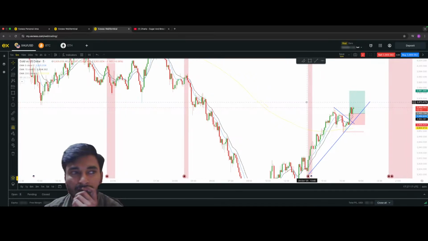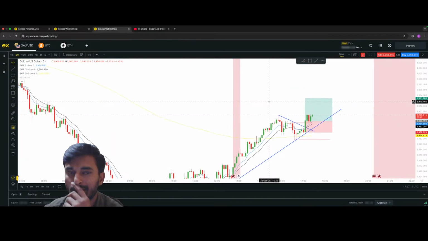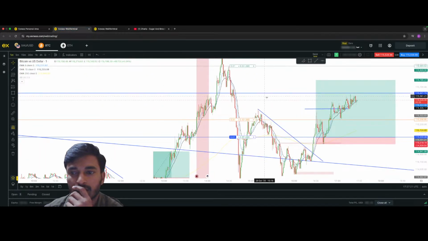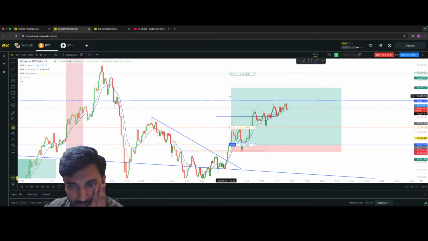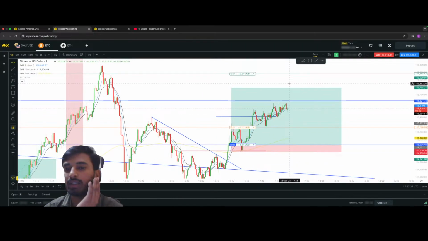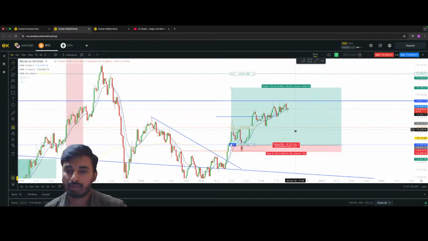Gold, it is going up, and even Bitcoin. It is consolidating over here. If this breaks only, then it can move up, or else it might fall. It might fall suddenly and take my profit.